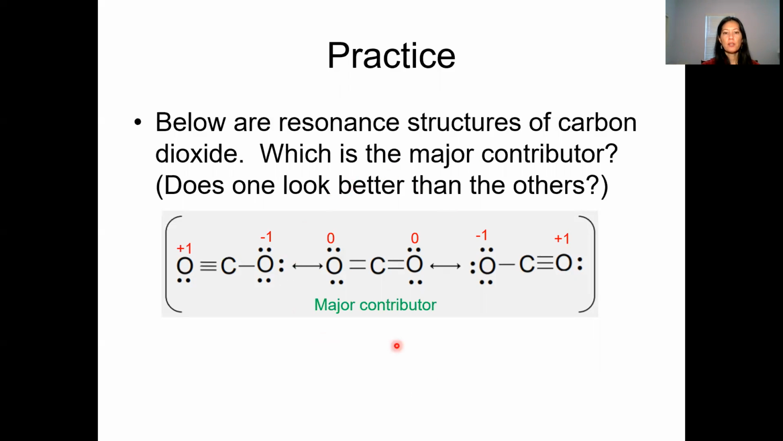And the center structure is the major contributor because all the formal charges are 0. Here, this was an easy one because I already told you, with 3 bonds or 1 bond isn't as good. But be able to calculate formal charges for anything like a nitrogen or sulfur in a variety of different molecules, and you'll have practice on your homework for that.